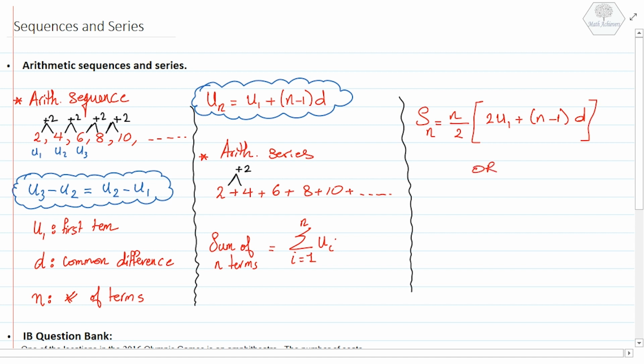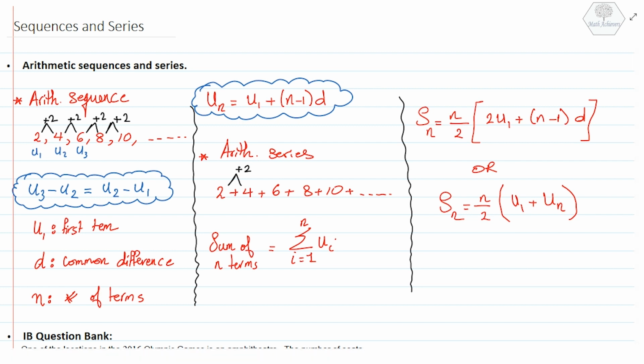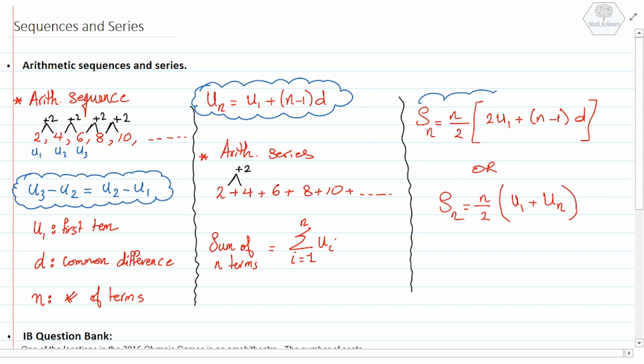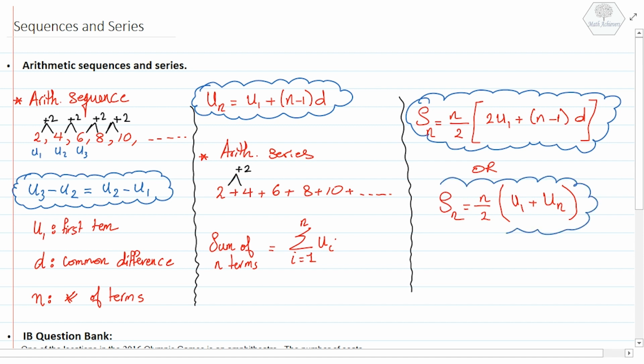Or we can use Sn equals n over 2 times u1, which is the first term, plus un, which is the last term. We can use the second one when the last term is given in our series. So by this, we can find the sum of terms in an arithmetic series.